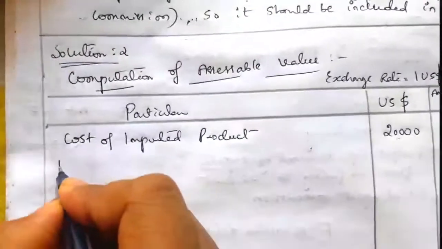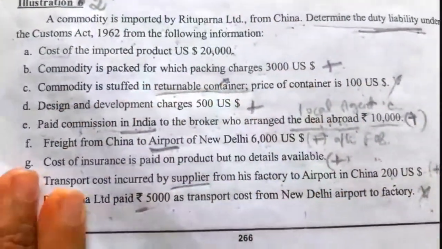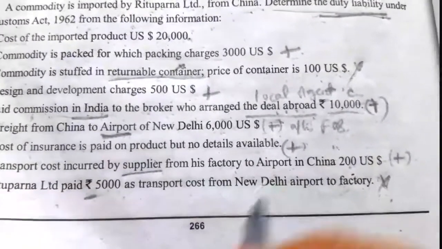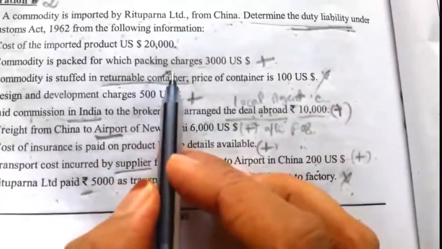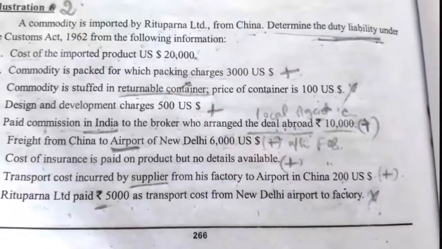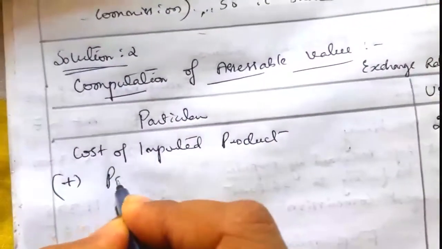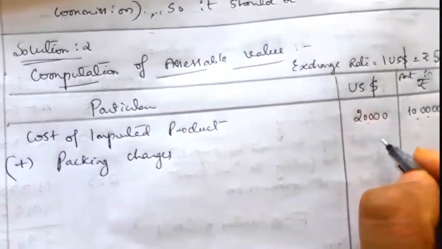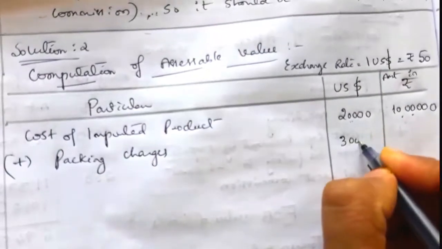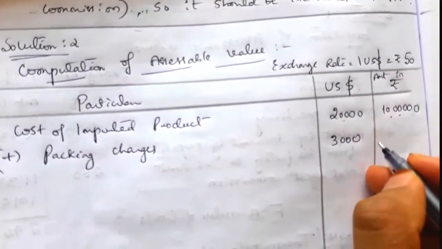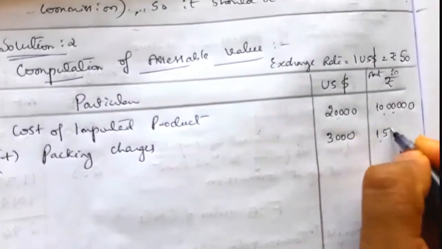Next we have to add the expenses which are incurred by the exporter. We'll see the expenses incurred by the exporter, that should be added before FOB. The commodity is packed, for which packing charges of 3,000 is incurred. So packing charges we have to add. Write add packing charges. The value of packing charges is given as 3,000 US dollar, so it should be written in the dollar column, 3,000. Now we have to convert 3,000 into 50, that is equal to 1,50,000.